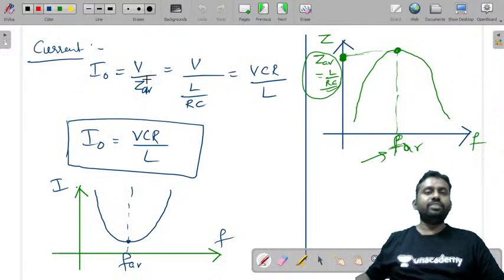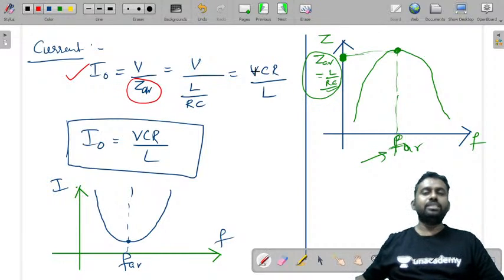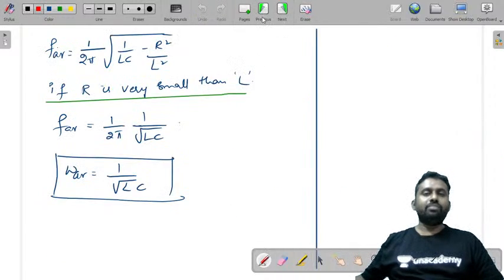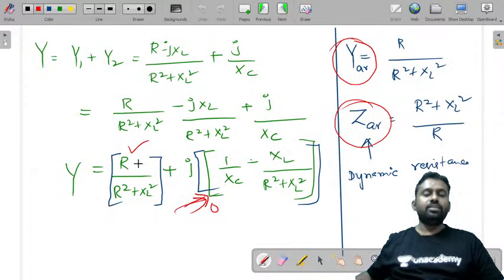So then we have written what is the current expression. Current is equal to voltage by impedance. Impedance is L by RC, so it is VCR by L. Then we try to plot what is impedance versus frequency and admittance versus frequency. You can also get it from this curve. You can also try to plot the admittance curve first, or else you can find the impedance curve.